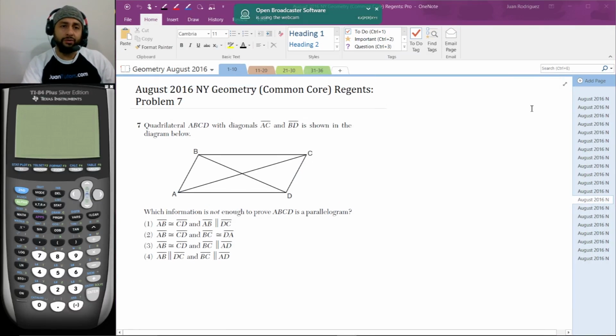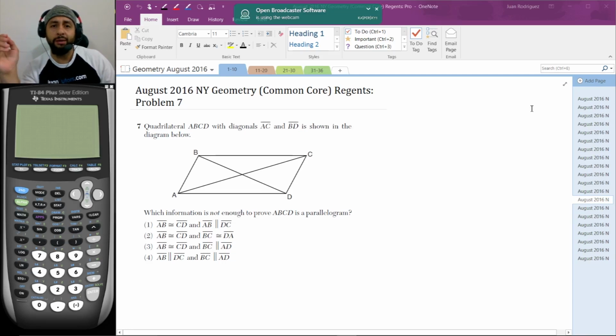Today we're working on the August 2016 New York Geometry Common Core Regents, problem number 7. If you want to access these exams, they're freely available online. Go to nysedregents.org and click on the appropriate tabs.